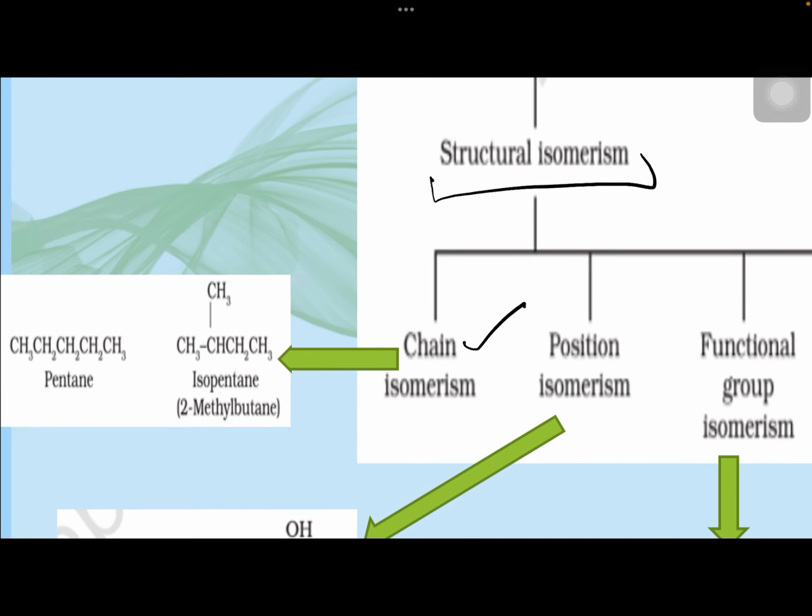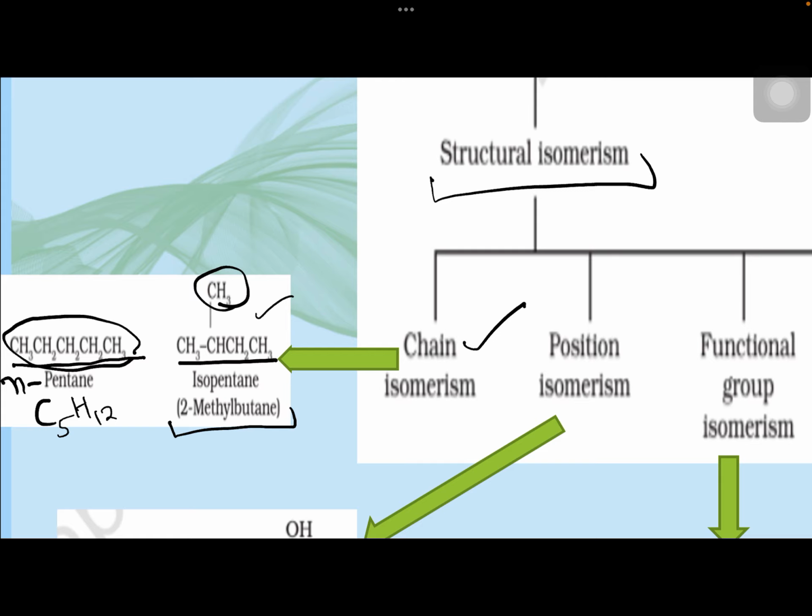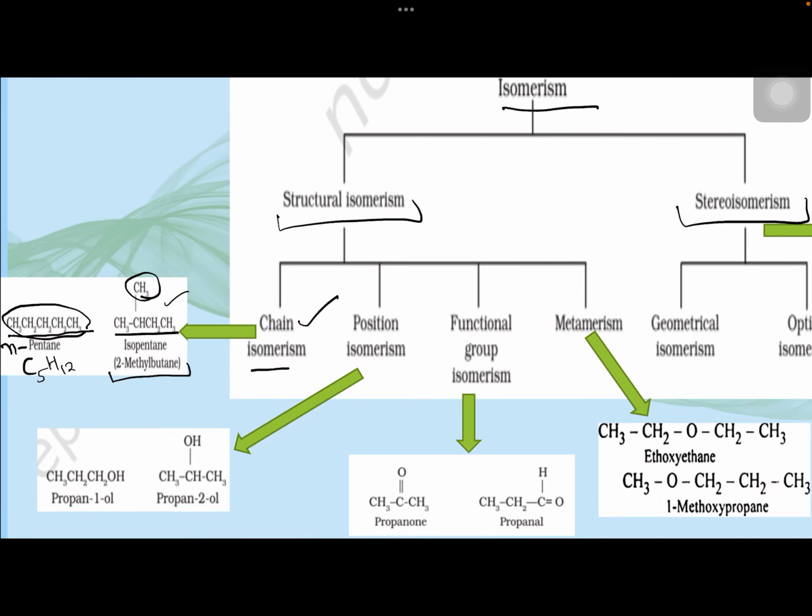What is chain isomerism? If I have pentane, we call it n-pentane, normal straight chain pentane. The molecular formula would be C5H12, right? The same C5H12 can be drawn like this also. Another example: this is 2-methylbutane. So these are isomers. What is the difference? Here I have a straight chain, no branching, but here you can see a branch on the chain. So this is chain isomerism. Straight chains and branched chains.